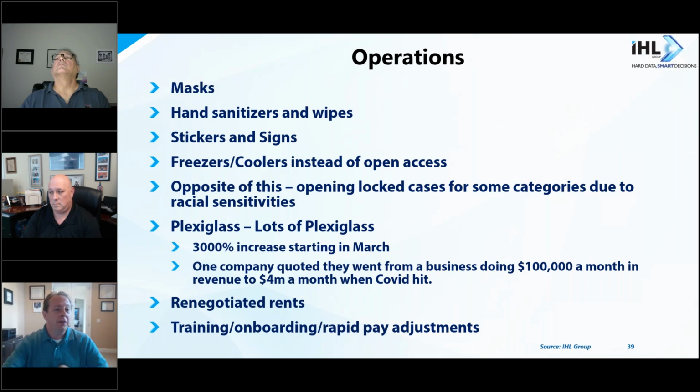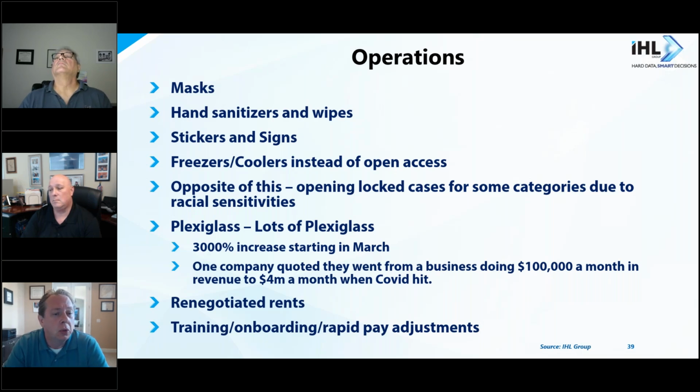Stickers and signs, my goodness. Can you even go into a retailer today and not see a 6-foot sign, stand 6 foot away? You walk into the store and right there on the door, you see all these signs talking about policies and good practice, etc. It's very, very pervasive, in both retail and hospitality.